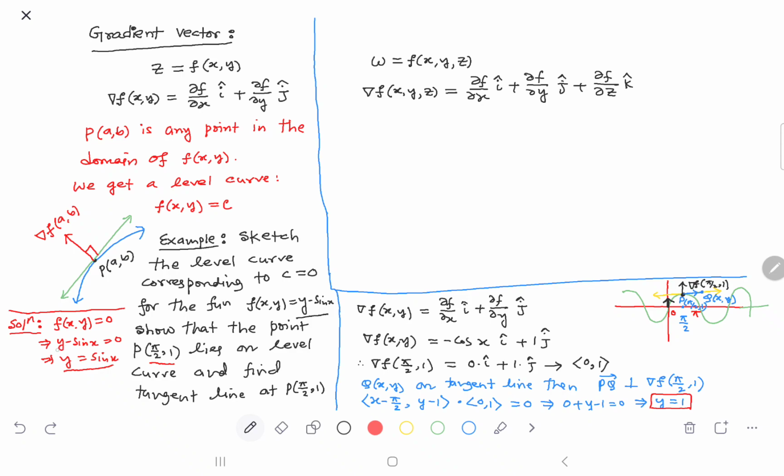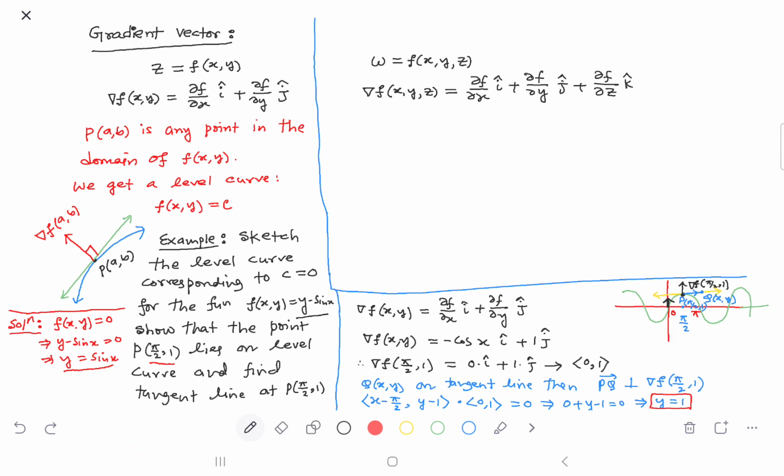Now for the rest of the work, you take a point on the tangent line. Let's say the new point you are taking is Q, having coordinates (x, y). Then the vector PQ is perpendicular to the gradient vector at the point P, so the dot product is 0. From there you get the relation between x and y. That is the equation of the tangent line to the level curve at that given point.